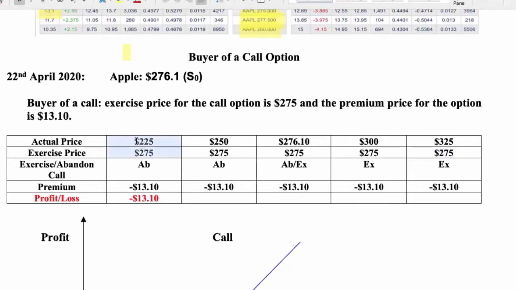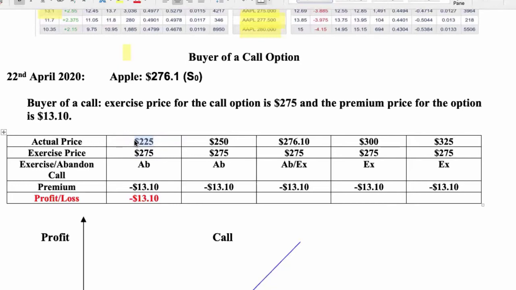If you abandon, do not subtract the exercise and the actual price, having a negative 50 and then adding another 13.10 onto that, making a negative 63.10. You don't, because you've abandoned the option. You didn't lose $50, okay? Even though you bought at a strike of 275 and the stock ends up being 225, you didn't lose $50. You abandon it, you walk away, and you let the writer keep the 13.10.